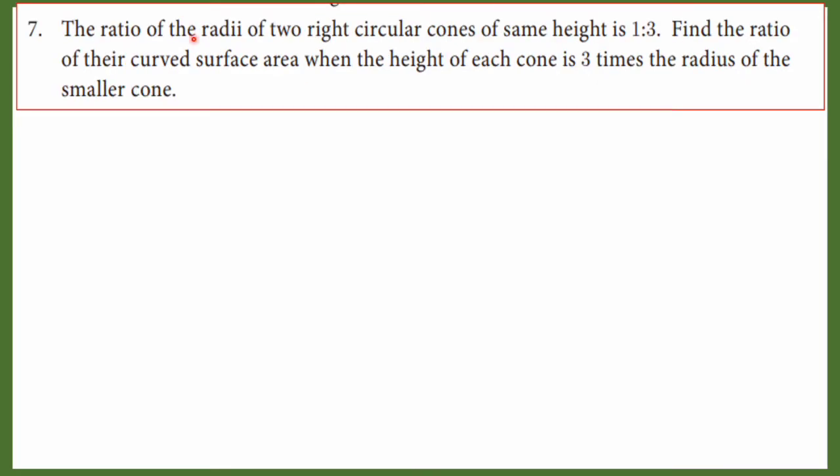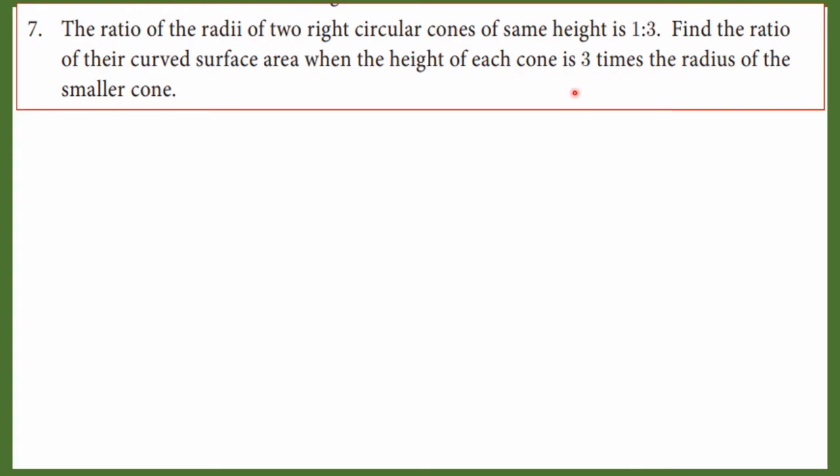Seventh sum. The ratio of the radii of two circular cones of same height. Two cones given, radius are different but same height. Ratio of radii equal to 1:3. We have to find the ratio of their curved surface area. And one more condition is given. Height of each cone is 3 times the radius of the smaller cone.